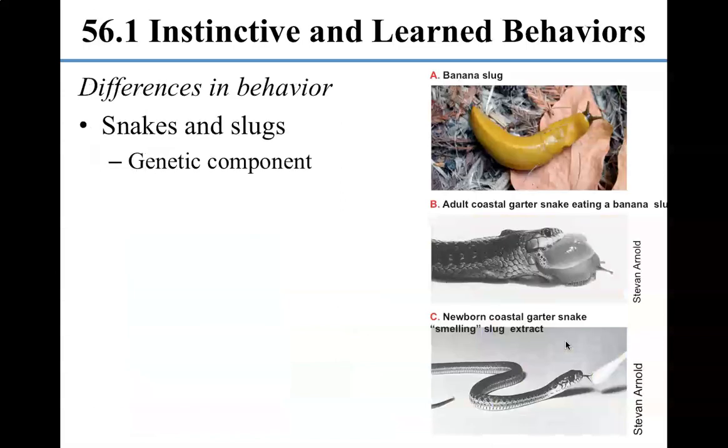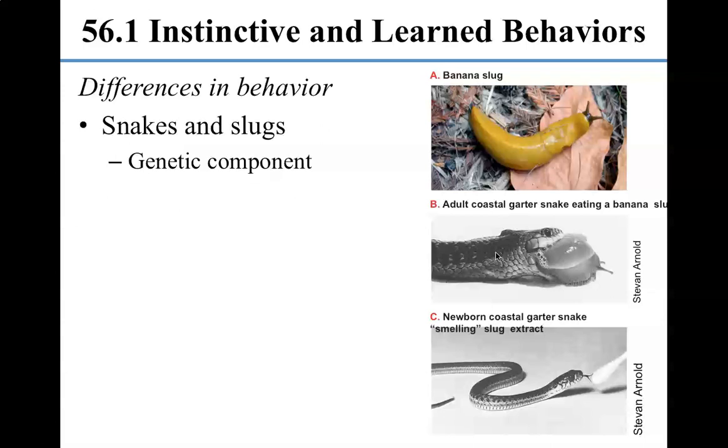Another interesting example is with garter snakes and banana slugs. So here's a banana slug. You find it on the coast of California. And then the garter snake lives in two areas. It lives on the coast, and then there's a subpopulation that lives in the mountains. The ones on the coast are used to interacting with banana slugs and eating them, but the ones that live inland are not used to seeing banana slugs because banana slugs aren't around.